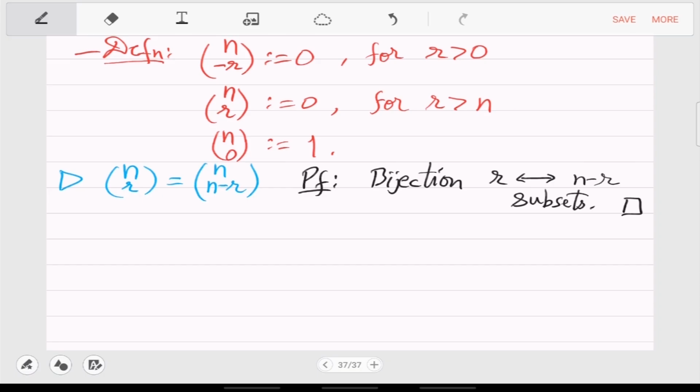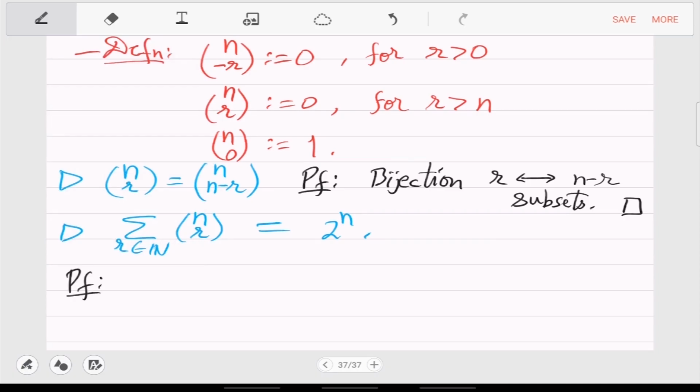Other property is, what is sigma n choose r for all r? If you sum it up for all the r's, which is interesting, the range is only 0 to n. What do you get? 2 to the n. How do you prove this?